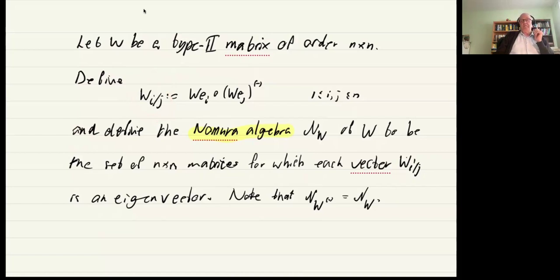So it's the Schur product of the ith column with the Schur inverse of the jth column. Okay, so W1 over 1 would be the all ones vector, or more generally, Wi over i would be the all ones vector. So this gives me a collection of n squared vectors, and we're going to be dealing with them.